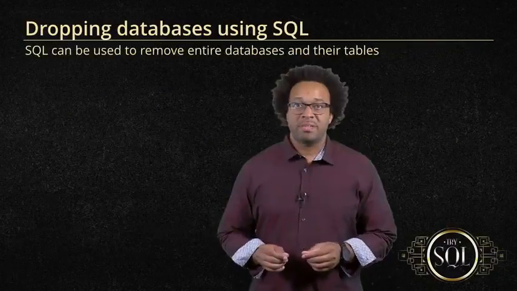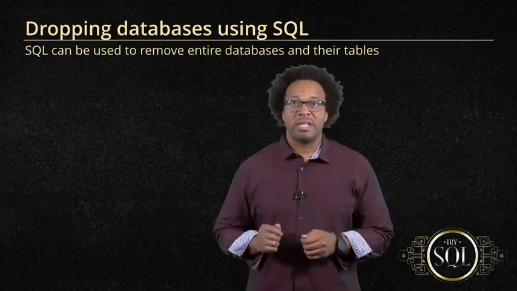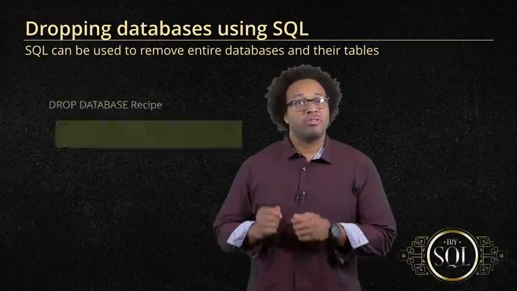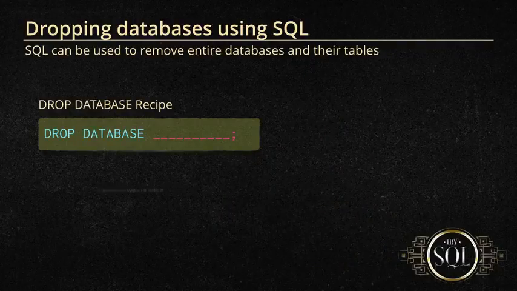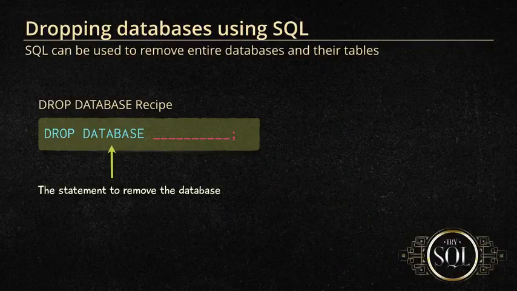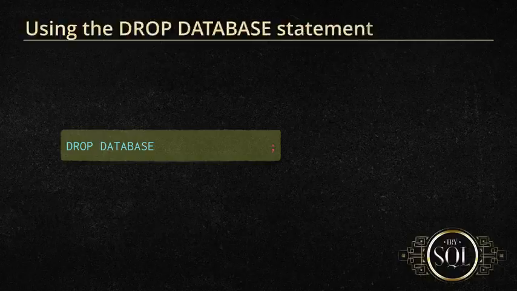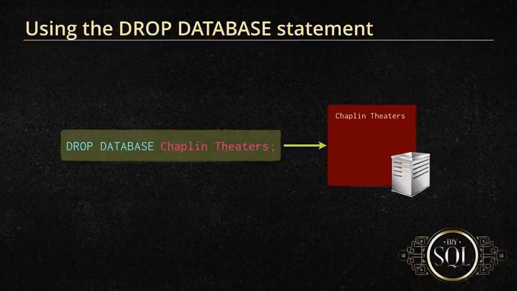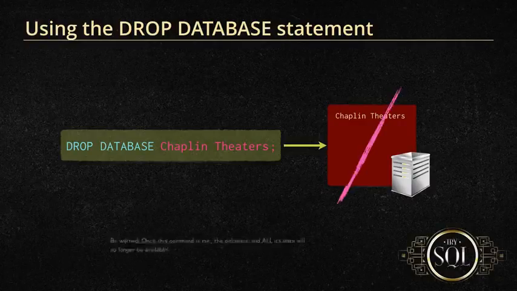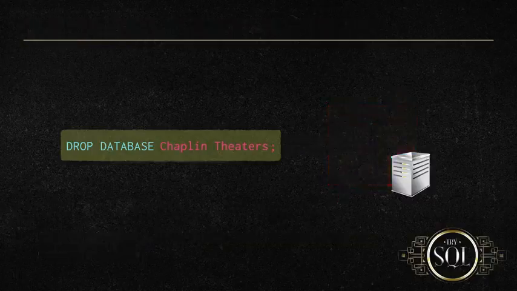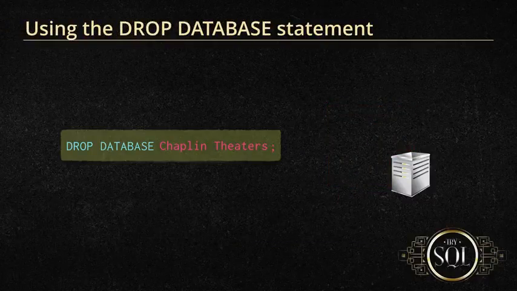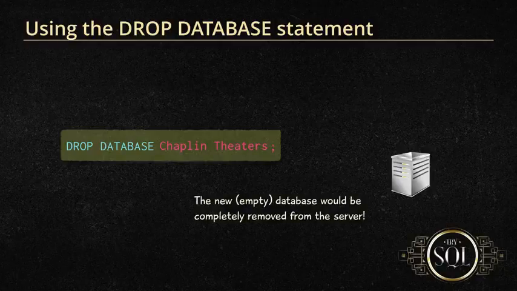When we remove a database, be it old or new, it is known as dropping a database. So for that, we'll use what is called the drop database recipe. It starts with the drop database statement to remove the database, and is followed by the database we wish to remove. But be careful. When removing or dropping a database, it's important to remember that once the drop database statement is executed, the database and all of its contents will no longer be available. So, if we actually ran this SQL statement, the new Chaplin Theaters database would have been completely removed. But we're glad we didn't do that since we still have plans for it.